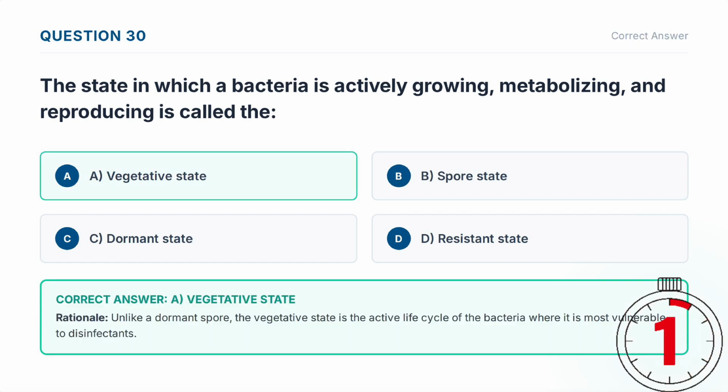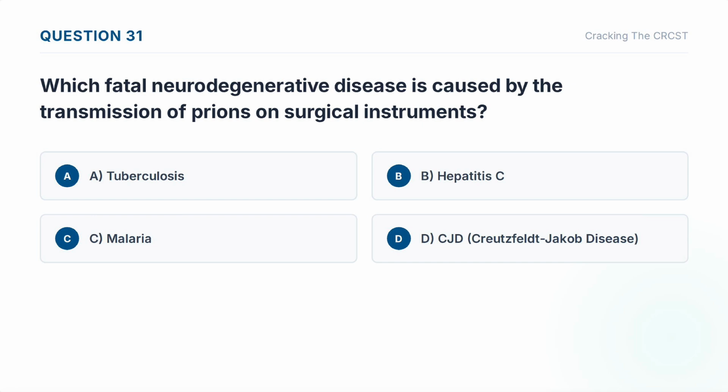Correct answer, A. vegetative state. Rationale: Unlike a dormant spore, the vegetative state is the active life cycle of the bacteria where it is most vulnerable to disinfectants. Question 31. Which fatal neurodegenerative disease is caused by the transmission of prions on surgical instruments? A. Tuberculosis, B. Hepatitis C, C. Malaria, D. CJD, Creutzfeldt-Jakob disease.